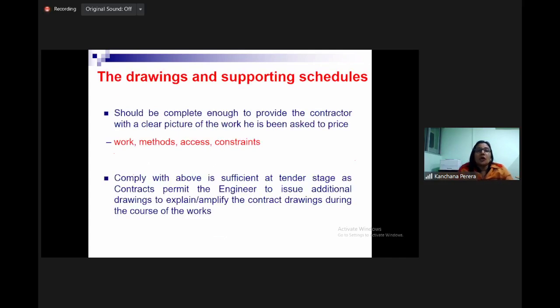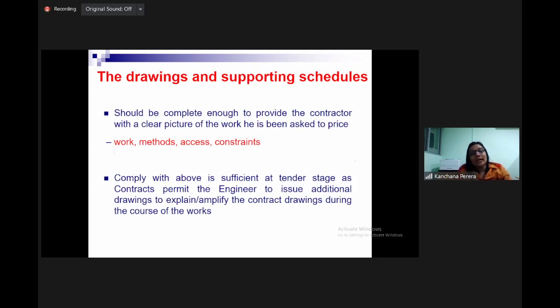Then drawings and supporting schedules should be complete enough to provide the contractor with a clear picture of the work he is being asked to price. At the time of tendering, at least we should give some basic drawings: plan, section, elevation, general arrangement drawings should be given. Okay? Right?